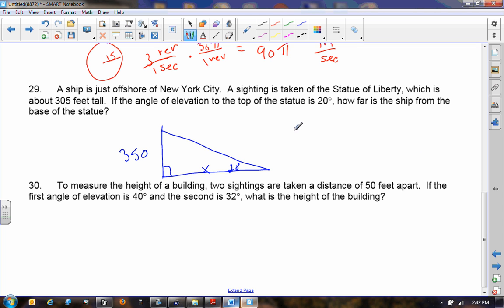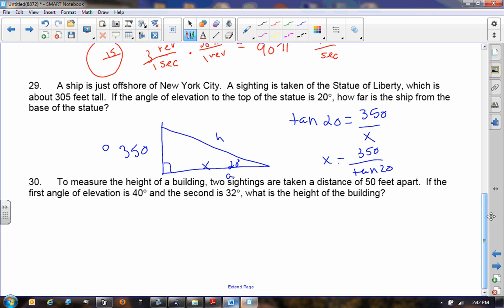All right. We have hypotenuse. From 20 degrees, we have the opposite. We have the adjacent. So I have opposite and adjacent. So that's a tangent of theta, which is 20, equals 350 over x. Let's make some moves here. Multiply by x, divide by tangent. x equals 350 over the tan of 20. Throw that in your calculator, see what you get. Make sure you're in degrees.